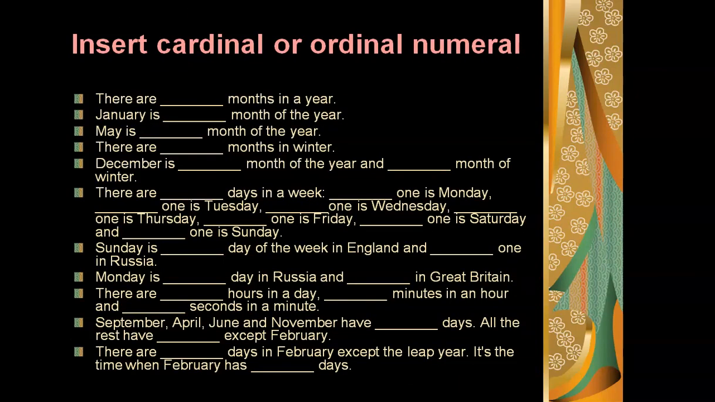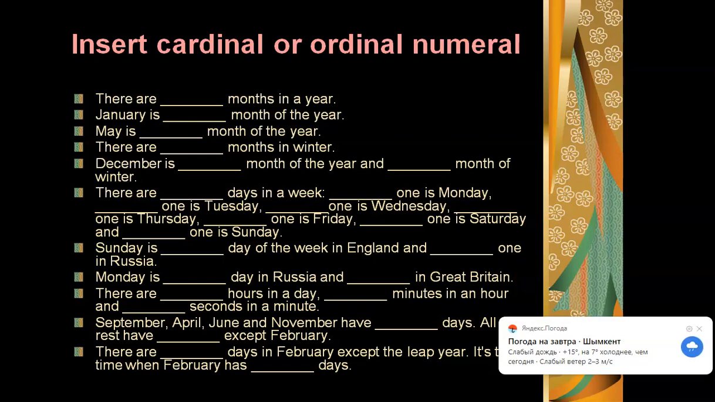Insert cardinal or ordinal numerals. There are 12 months in a year. January is the first month of the year. May is the fifth month of the year. There are 3 months in winter. December is the twelfth month of the year and is the first month of winter. November is the 11th month.